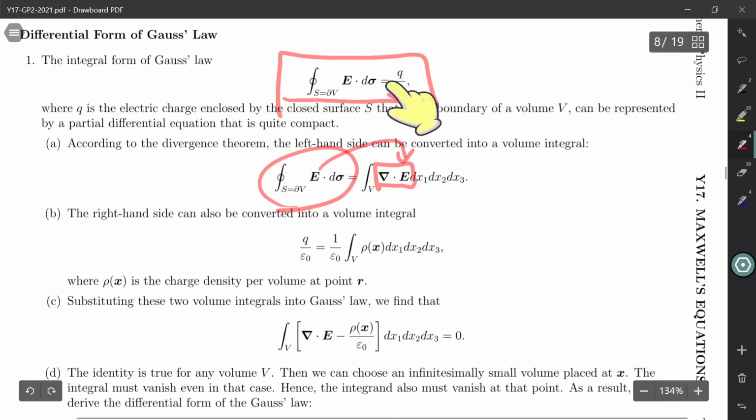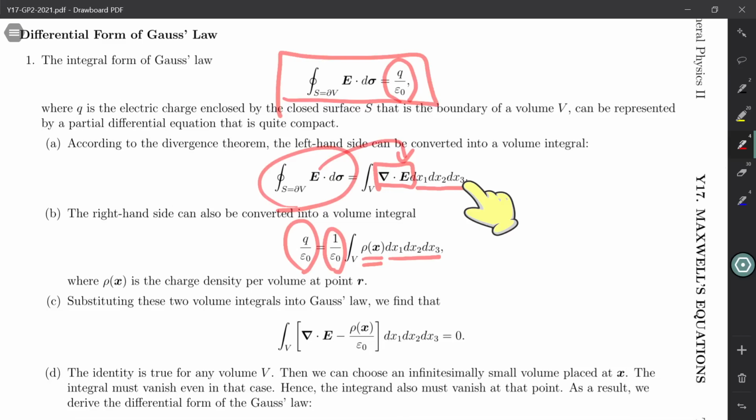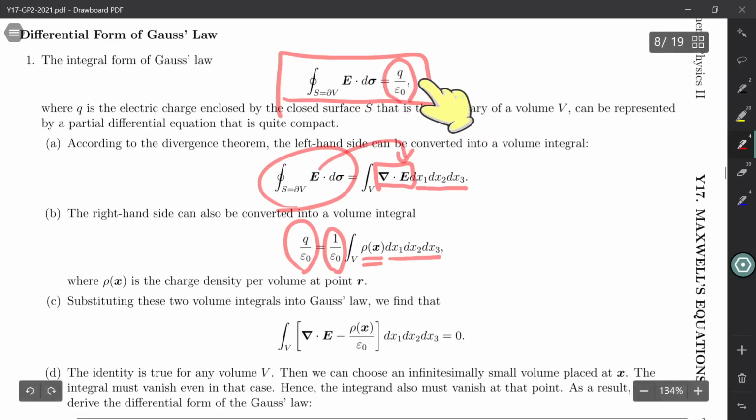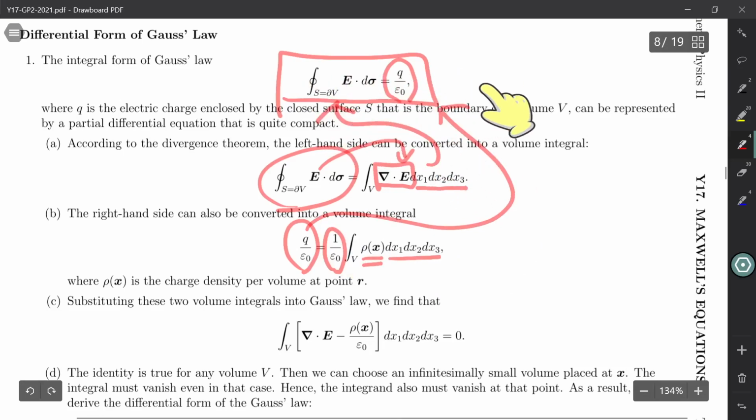And the left hand side, this is a charge. This charge can be expressed as 1 over epsilon 0 multiplied by charge density integrated over volume. And this is the divergence integrated over the volume. So these two are the same. So we substitute this one in here and this one in here and subtract the right side from the left hand side. Then the expression becomes like that.